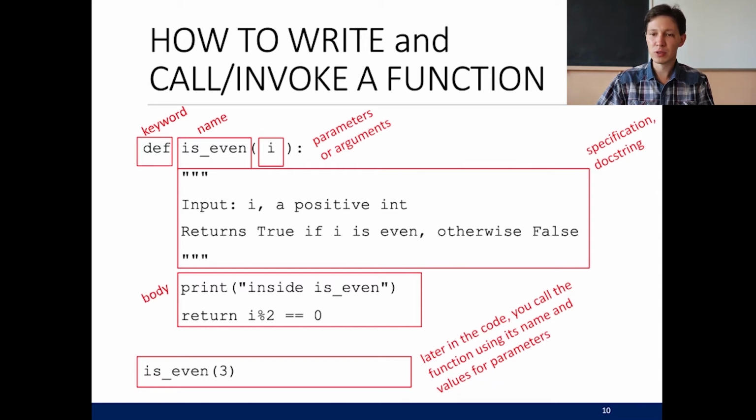That's where the code doing the work lives. Usually functions return some result, but that's optional. In case there is no result, a function returns None type. Later, in the code, you can call the function using its name and values for params.